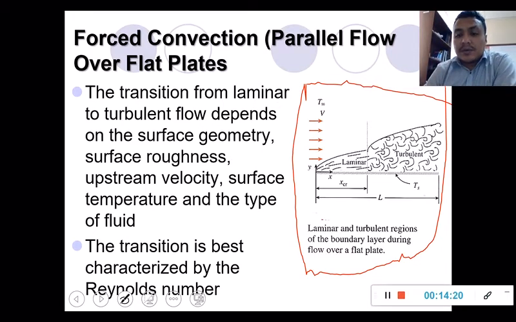If we have a flow of fluid over a flat plate, at the beginning the flow is laminar, and after some point the fluid flow becomes turbulent.